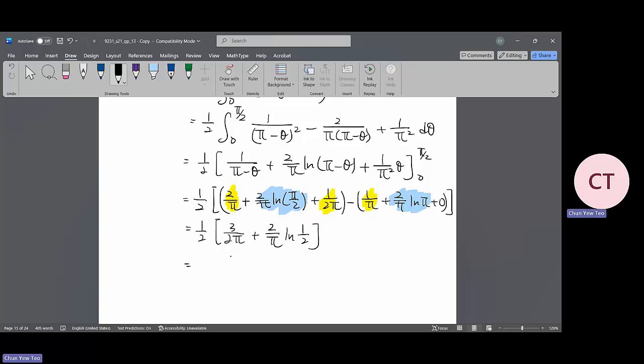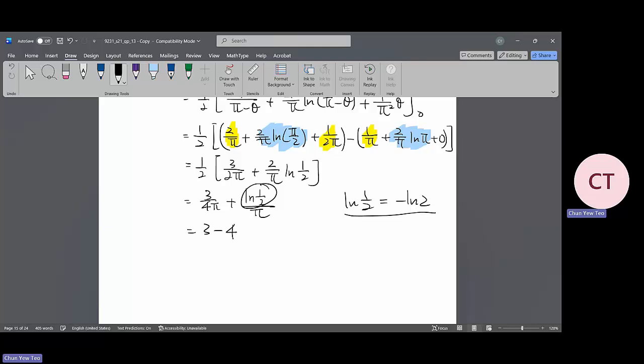So we need to combine them as fractions. Okay, so I will have 3 over 4 pi plus 1 over ln half over pi. But ln half actually is negative ln 2. Okay, we can make it become negative ln 2, so that when we combine together, you will get 4 ln 2 over 4 pi. Shown. That is the answer for question number 5b.